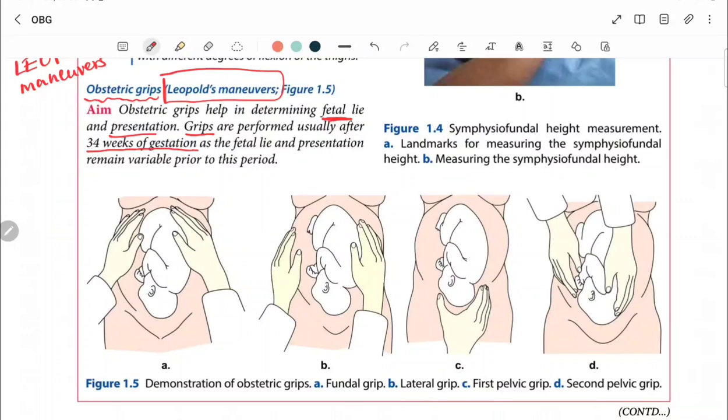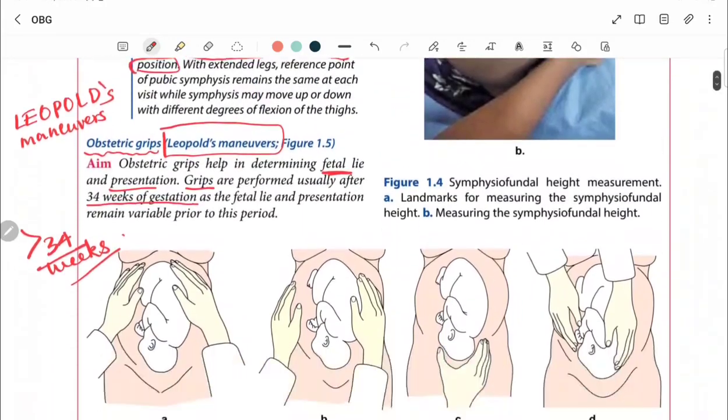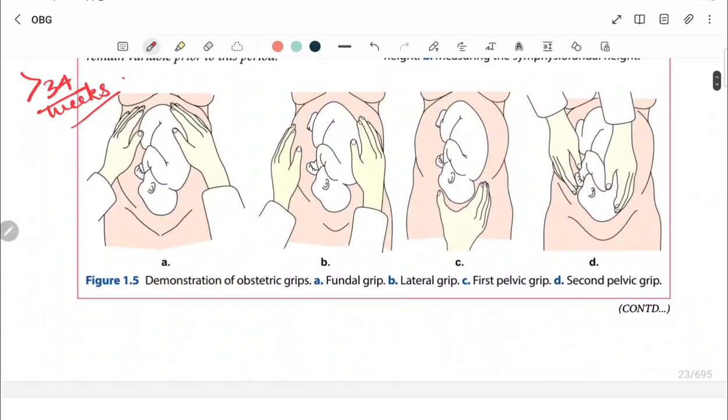So a very important question is, when will you perform grips? Grips are performed only after 34 weeks of gestation, as the fetal lie and presentation remain variable prior to this period. So demonstration of the obstetric grips. This is how they are. The first one is the fundal grip.